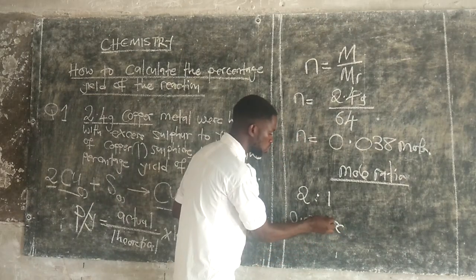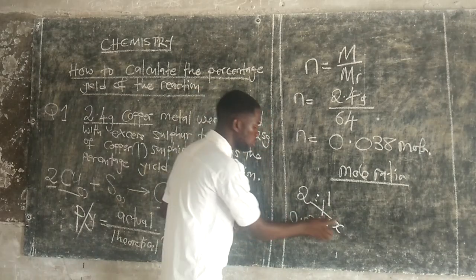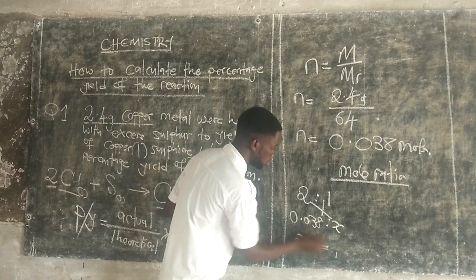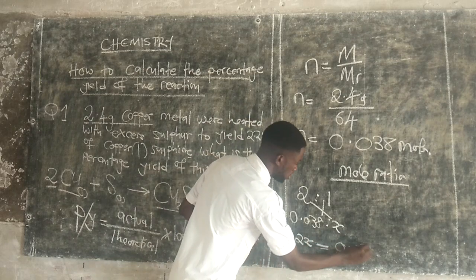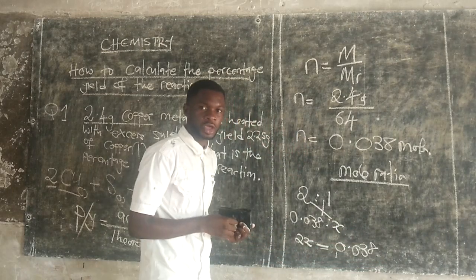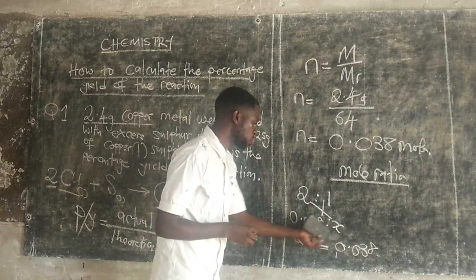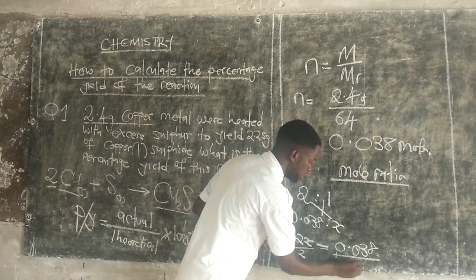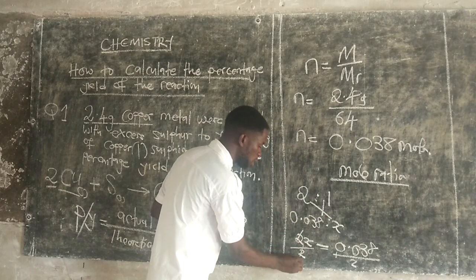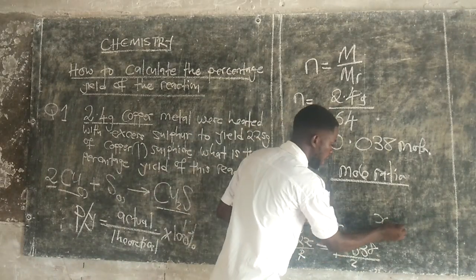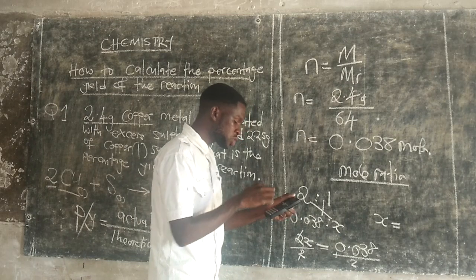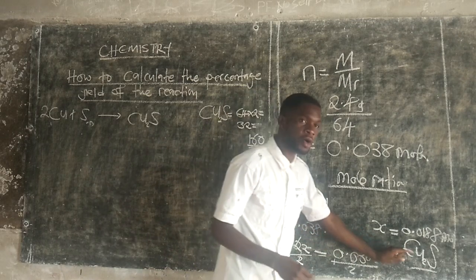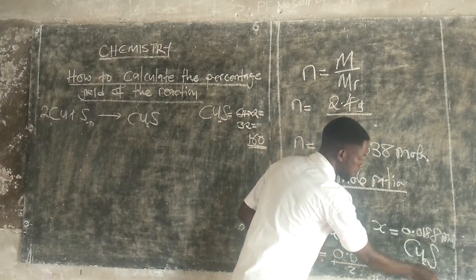Okay, we are going to do the computation there, for which we are going to have 2x is equal to 0.038. We want to calculate the number of moles, so we have to find the value of x there. So divide by 2, then divide by 2, and then this one and that one will go. We are going to have x as the answer. So this one becomes the number of moles for copper sulfate.